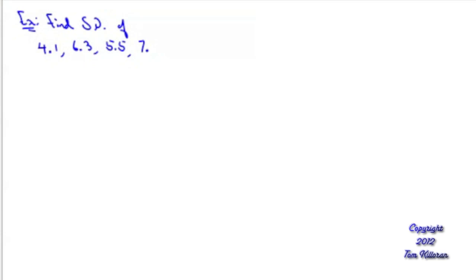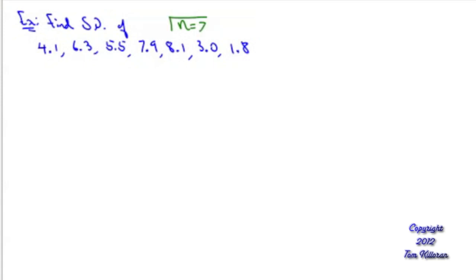So, for example, find the standard deviation of 4.1, 6.3, 5.5, 7.9, 8.1, 3.0, and 1.8. Find me the standard deviation of those 7 numbers. So I'll give you a clue. N is equal to 7.